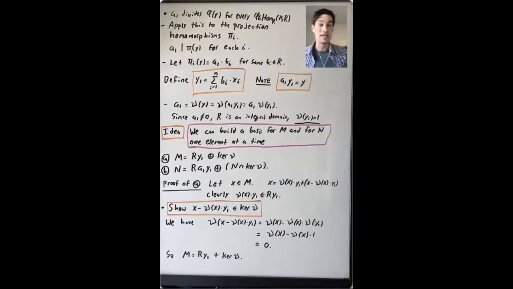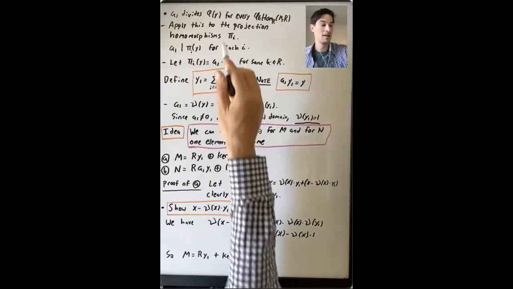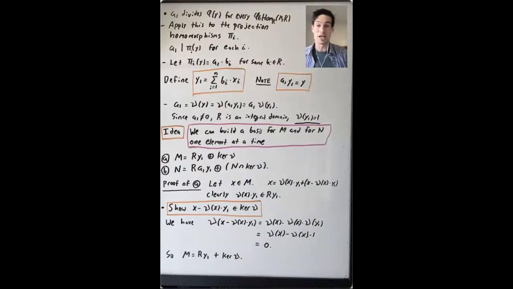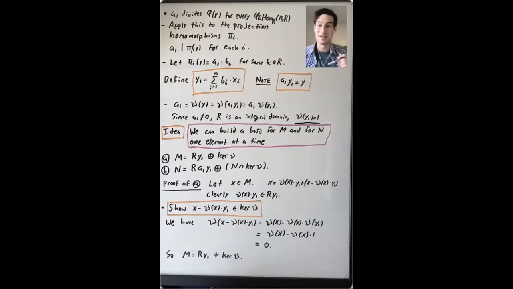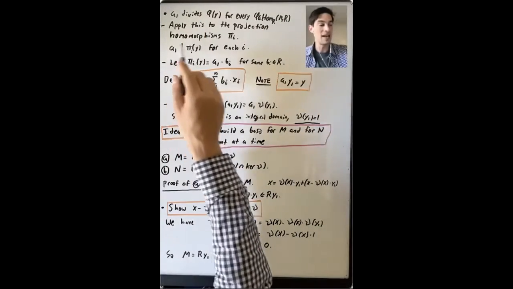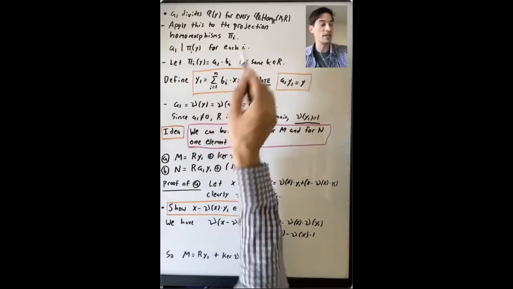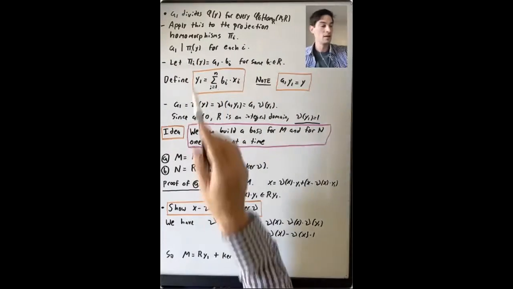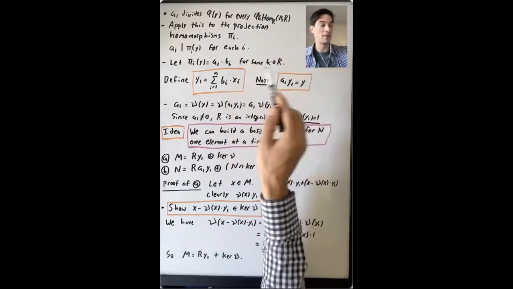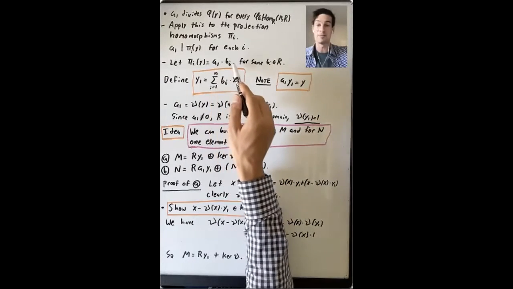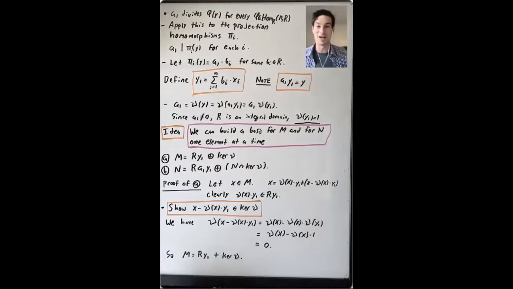So these come from choosing any basis x1 up through xn of M. We get these projection homomorphisms. So what we get from applying this fact to these projection homomorphisms is that A1 divides pi I of y for each I. What does that mean? We can write pi I of y as A1 times some ring elements. So let's say A1 times bi for some bi in the ring.